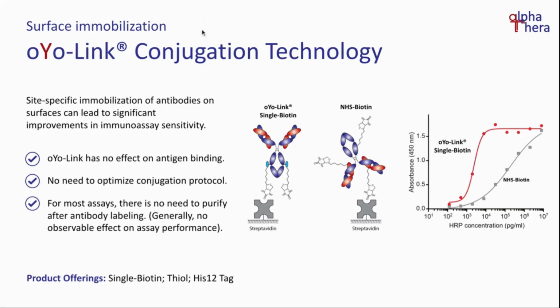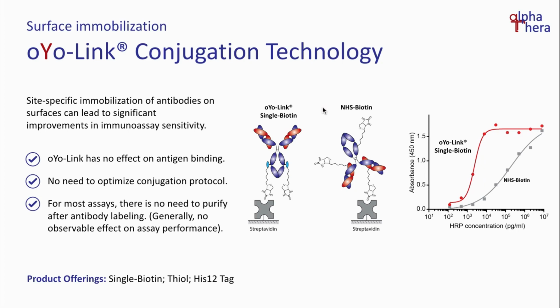oYo-Link Single Biotin is particularly well suited for surface immobilization. Site-specific labeling of the antibody constant region ensures that the biotin label does not interfere with antigen binding, and that the labeled antibody is correctly oriented on the surface. In contrast, more traditional labeling methods can result in improperly oriented antibodies and non-functional antibodies. In some cases, site-specific labeling with oYo-Link Single Biotin can significantly improve assay performance.